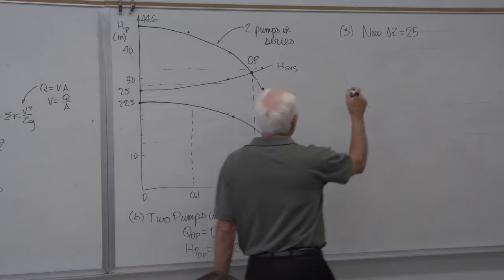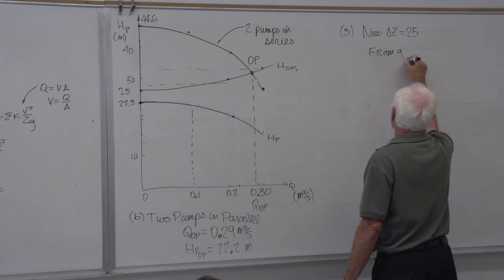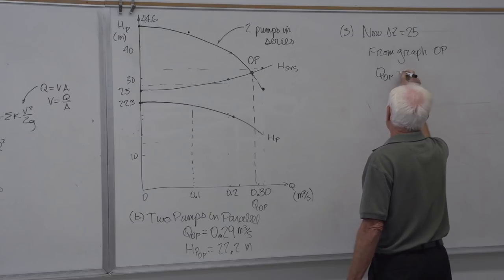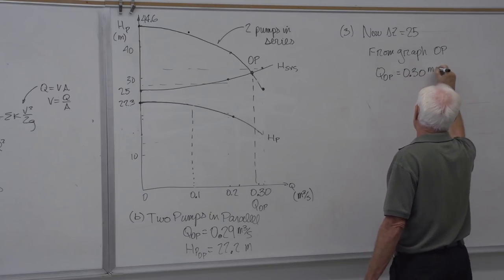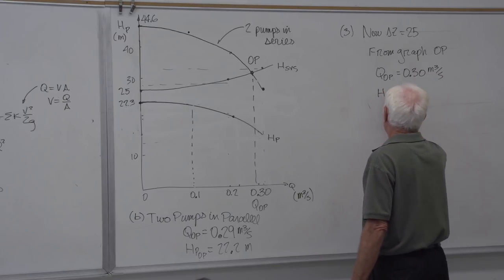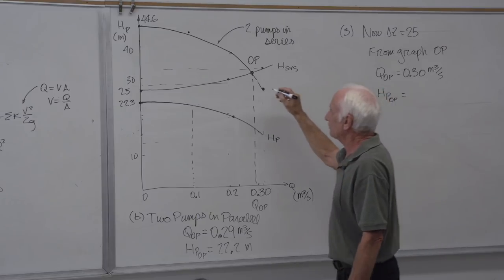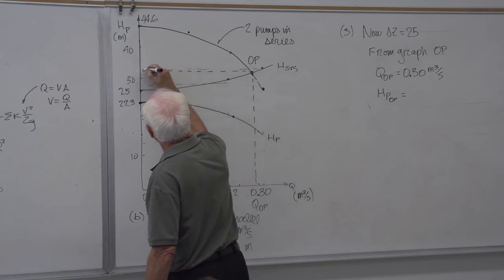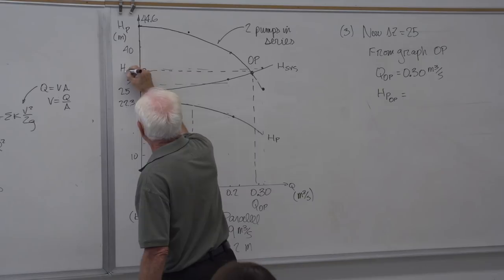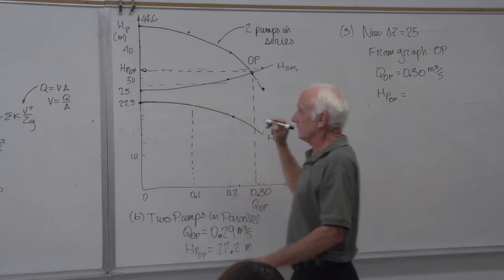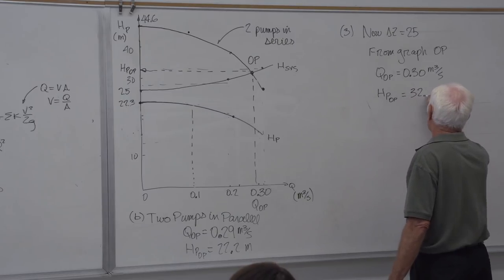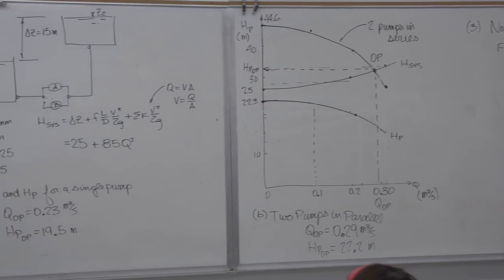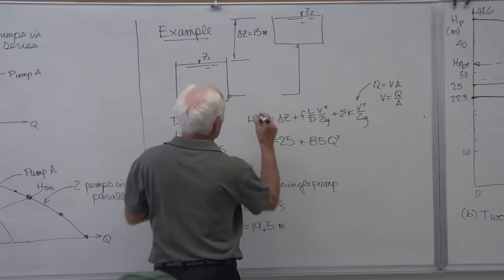So here, from graph, the Q operating point is equal to 0.30 cubic meters per second. The pump head operating point is equal to, let's see if I can do my graph relatively correctly, 32.7, yeah, not bad. H for two pumps in series at the operating point is 32.7 meters. Here's a picture for part C.